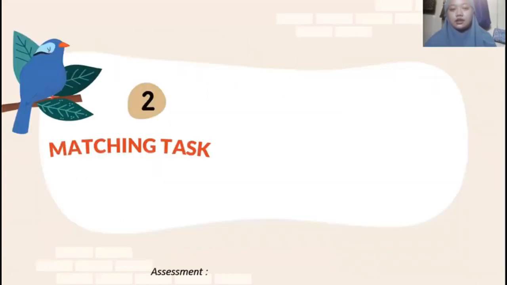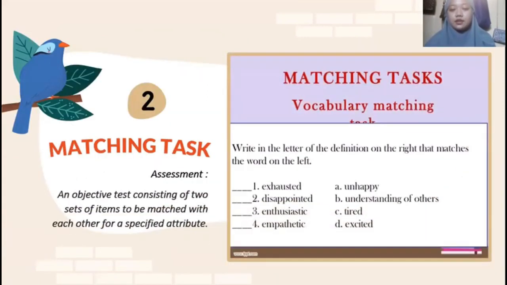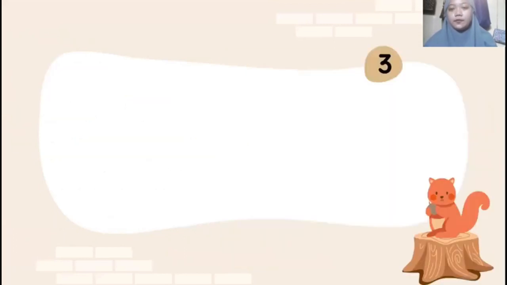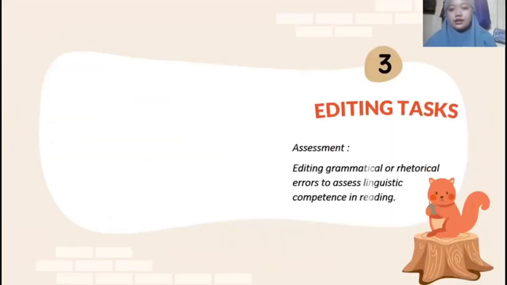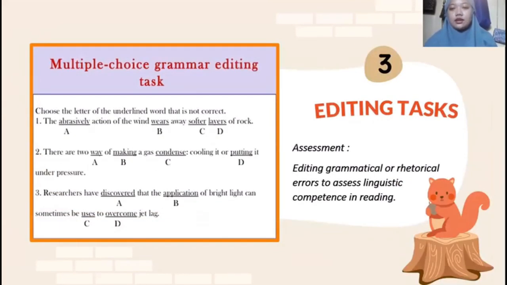The second is matching test. The assessment is an objective test consisting of two sets of items to be matched with each other for a specific attribute. The third is editing test. The assessment is editing grammatical or rhetorical errors to assess linguistic competence in reading.